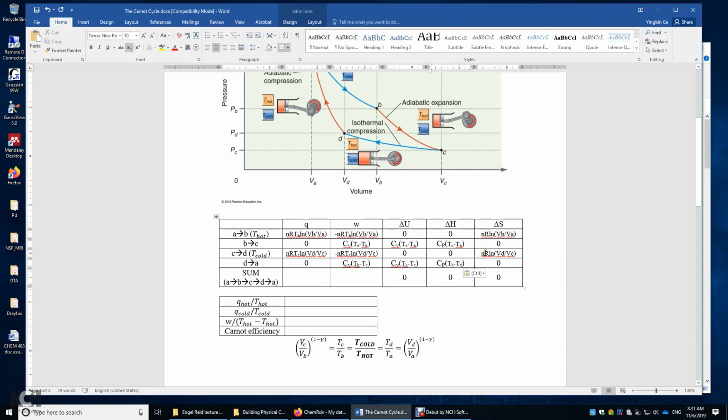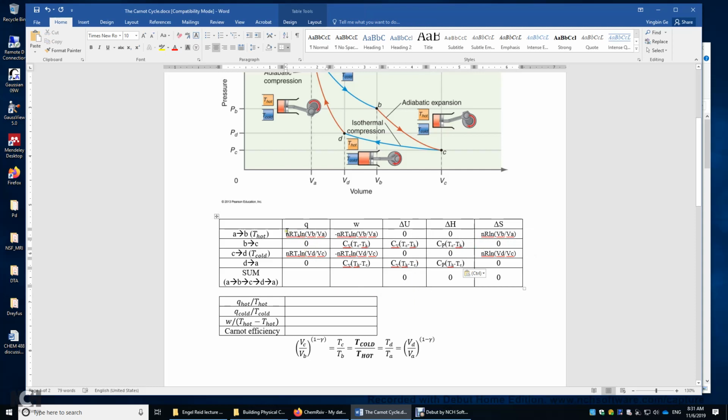Over here, this is going to be 0. I will have to prove this VB over VA equals the reciprocal of VD over VC later. And then it's obvious the sum of these 4 terms is 0. The sum of these 4 terms is indeed 0. Now let's look at Q. It's a bit easier to look at Q.